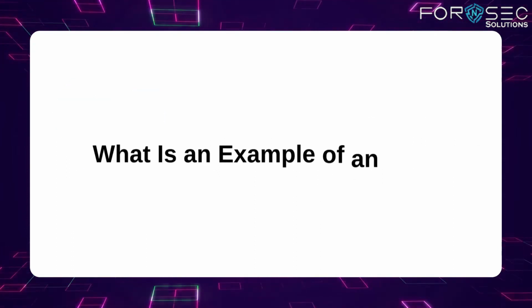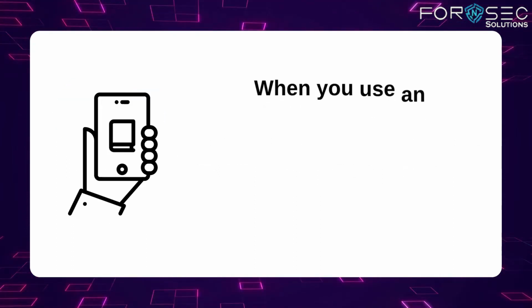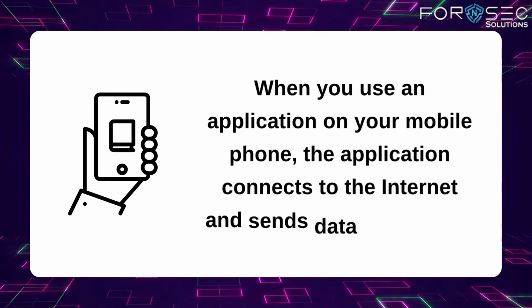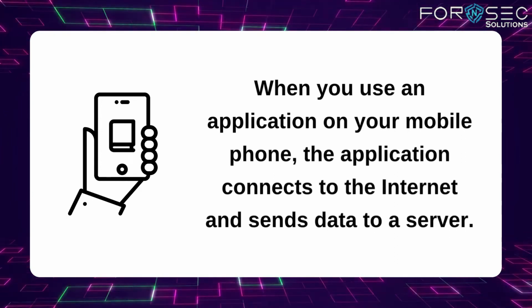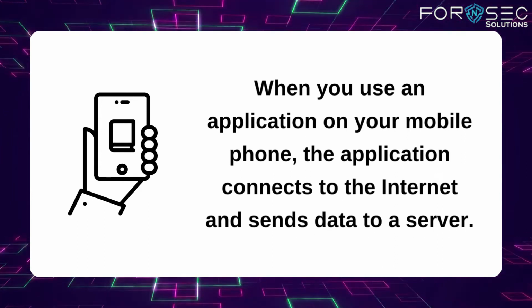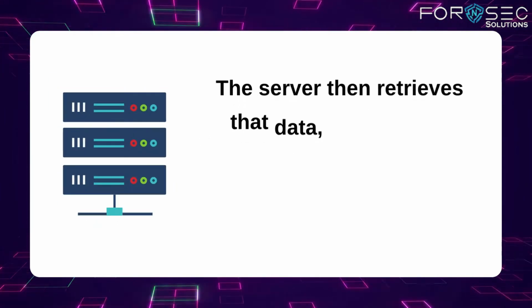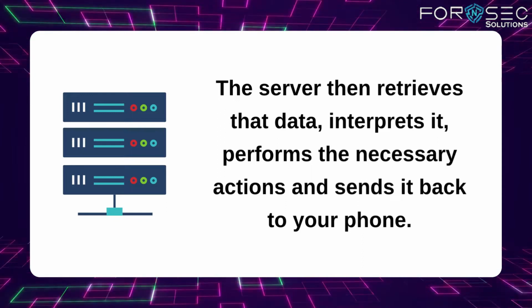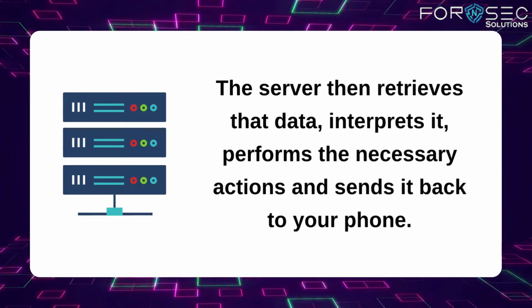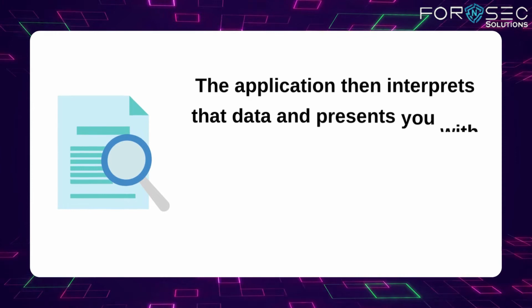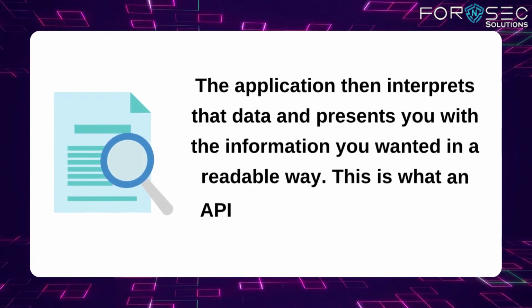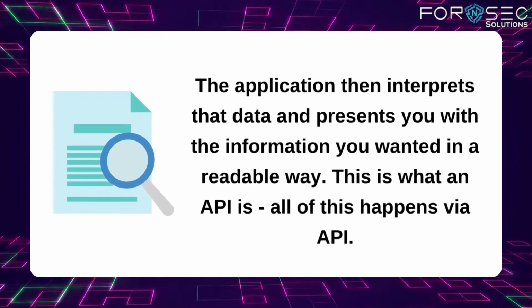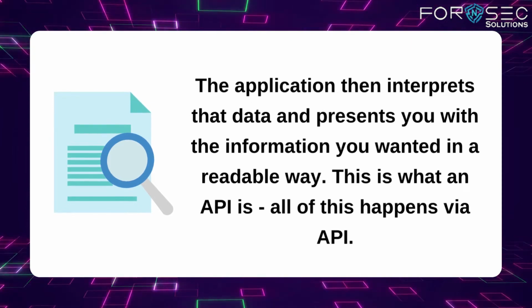What is an example of an API? When you use an application on your mobile phone, the application connects to the internet and sends data to a server. The server then retrieves the data, interprets it, performs the necessary actions, and sends it back to your phone. The application then interprets the data and presents you with the information you wanted in a readable way. This is what an API is.